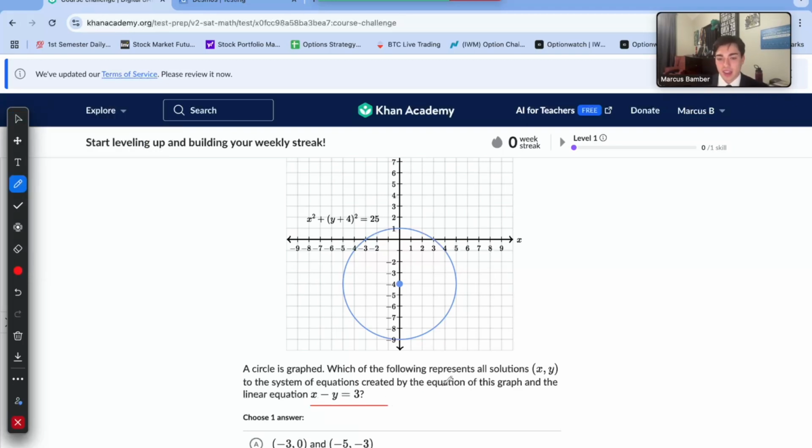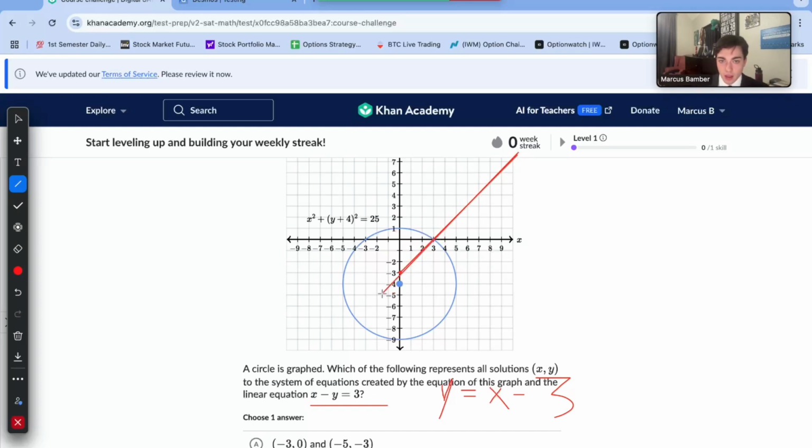We rearrange this to get y equal. If we just get the y by itself, we'll be left with y is equal to x minus 3. So we simply graph minus 3 and then a slope of 1. So we're going to go up 1, across 1, up 1, across 1, up 1, across 1, and we can see we get our first intersection there.